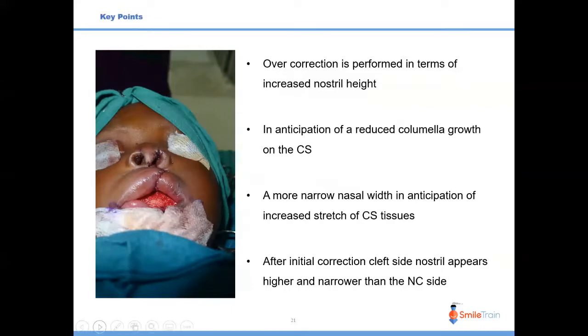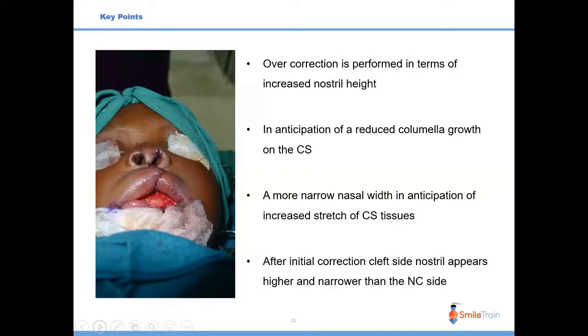At the end of the repair, we overcorrect the deformity in terms of the nostril height, which you can see in the picture there. The nostril height of the cleft side is now higher than the non-cleft side. We do this in anticipation of a reduced columellar growth if it should occur.